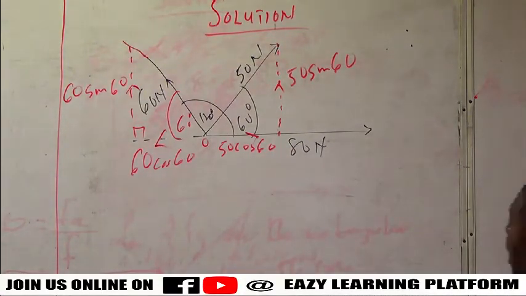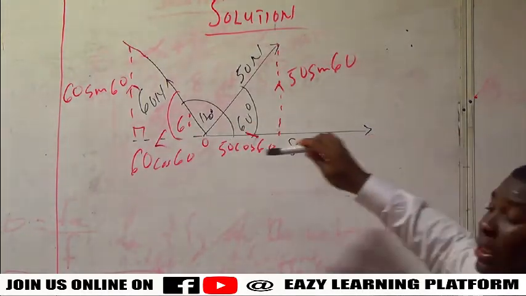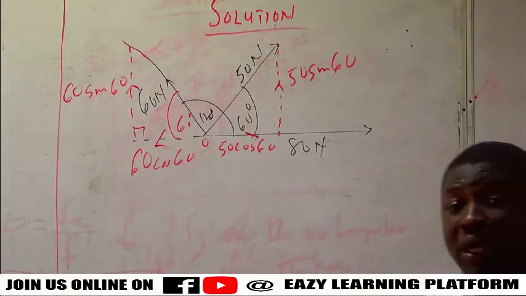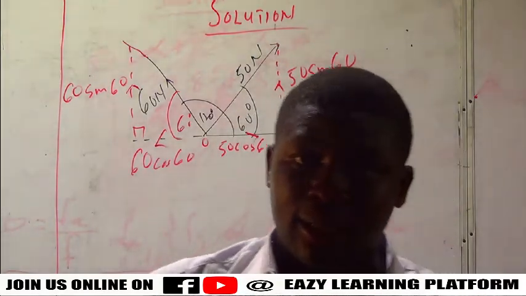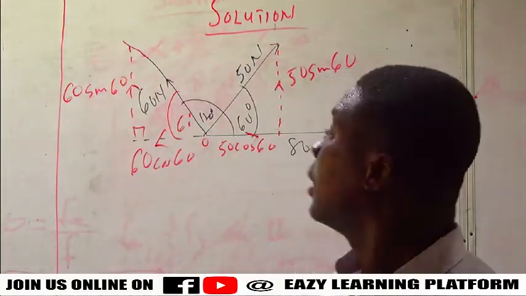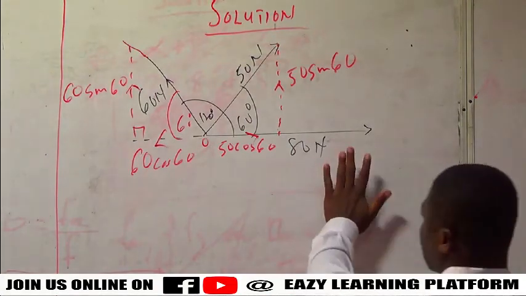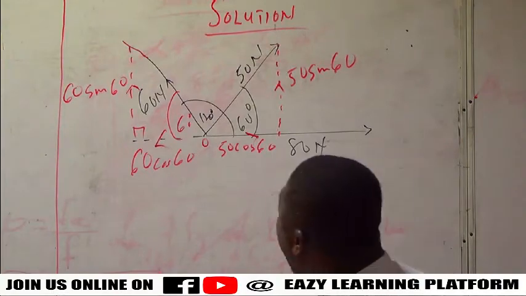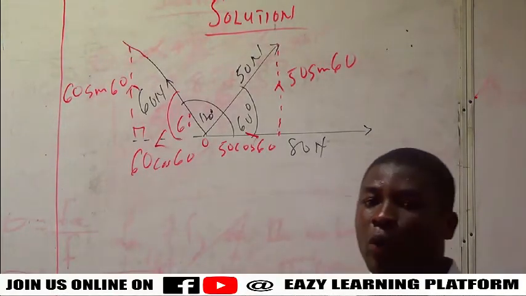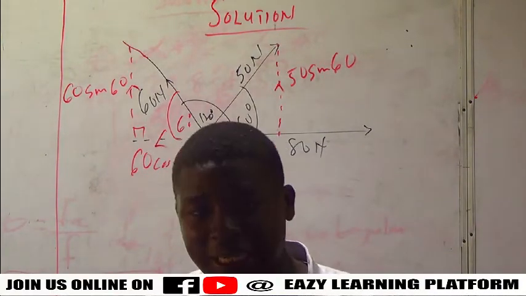Now, as for the 80 Newton, it only has what? One component, only in the X. It's not in the Y. Okay, it's not in the Y. It's only in the X. Only in the X. Next step, after the resolution, what I do is that I sum forces together.